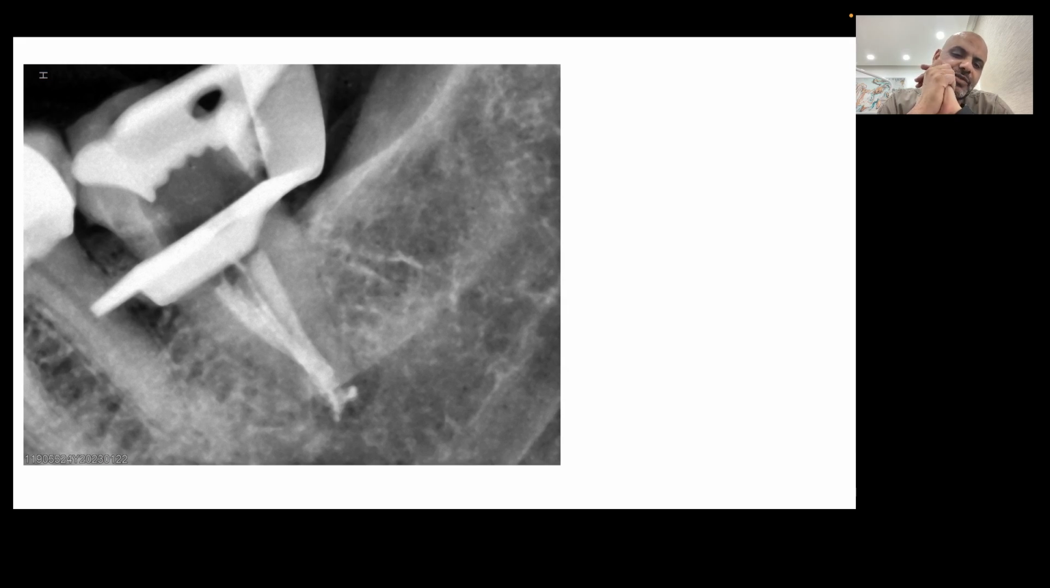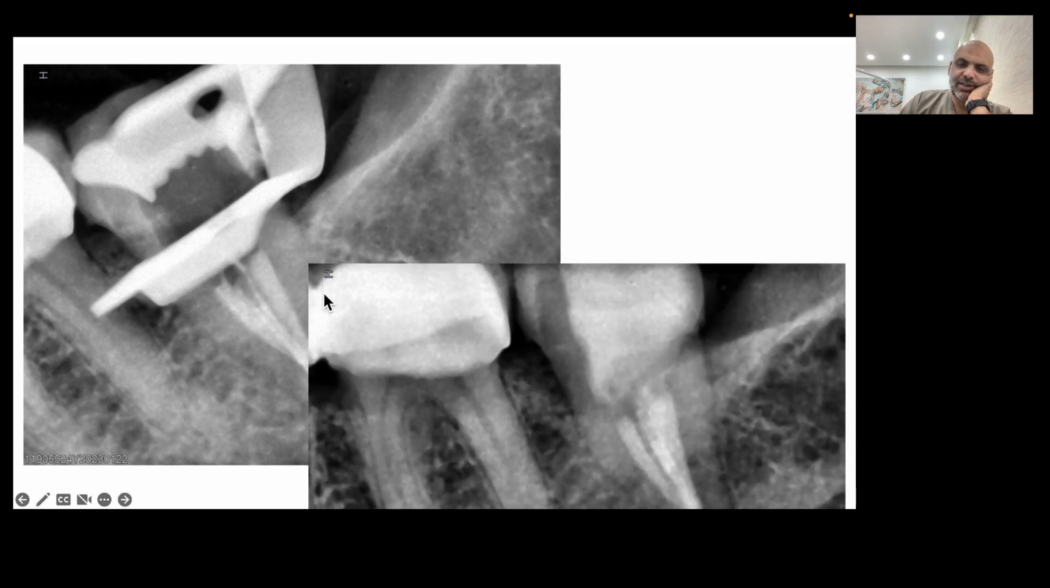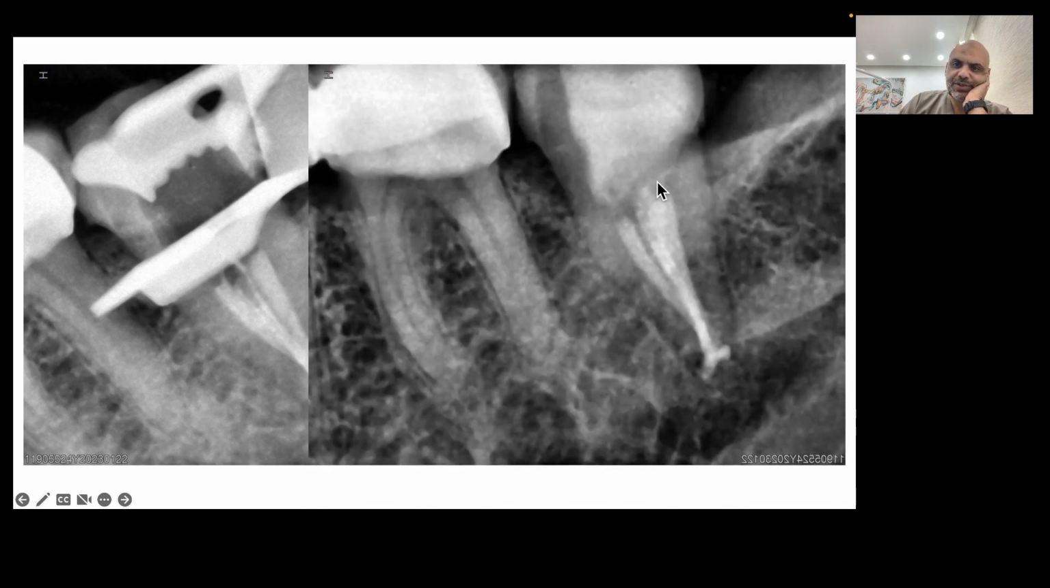This is the lower 7 where we did the retreatment. We found the third canal, and then we sealed the area, the gouging, with the glass ionomer, and we placed Teflon on the gingival margin to allow the glass ionomer to set without contamination.